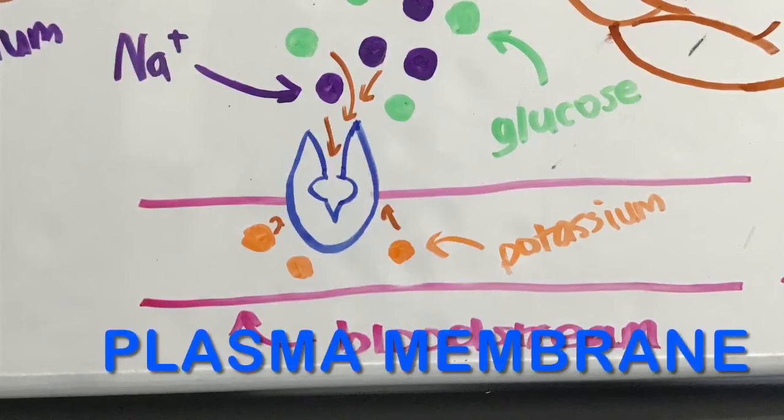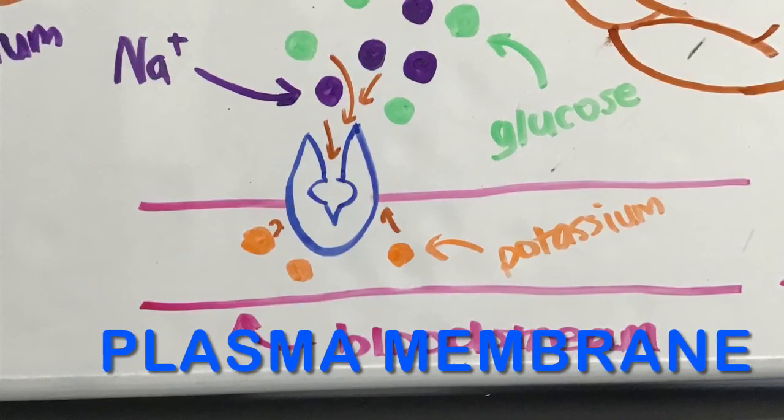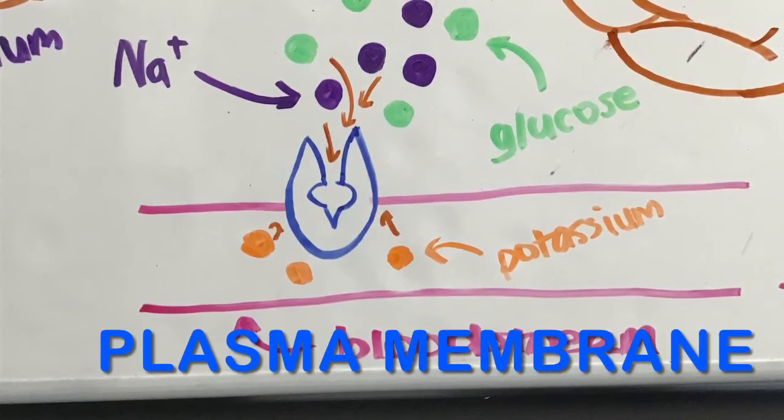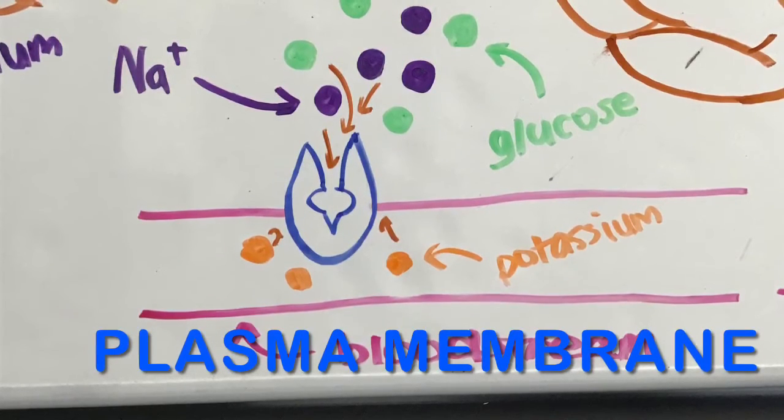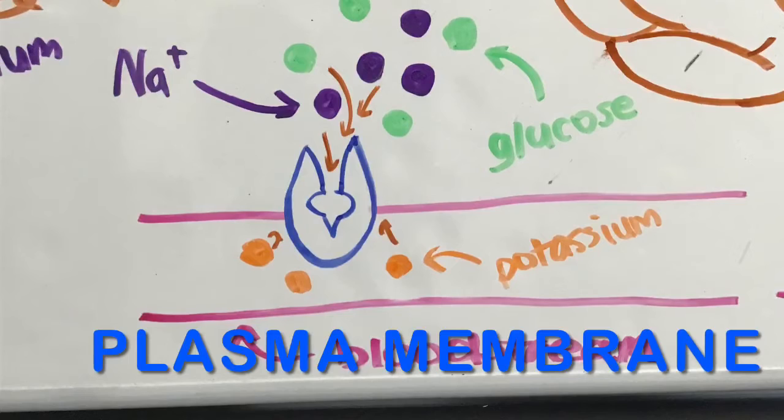At the cell membrane, the glucose needs to go from a low concentration environment to a high concentration environment. Since glucose molecules are being transported against their concentration gradient, energy is needed. Hence, it is an active transport.